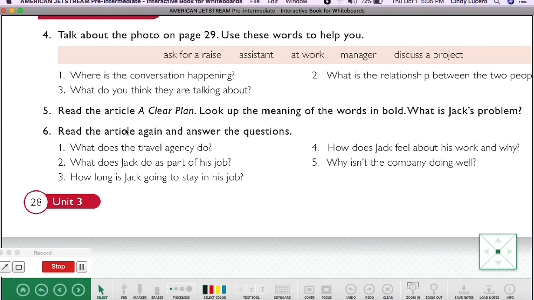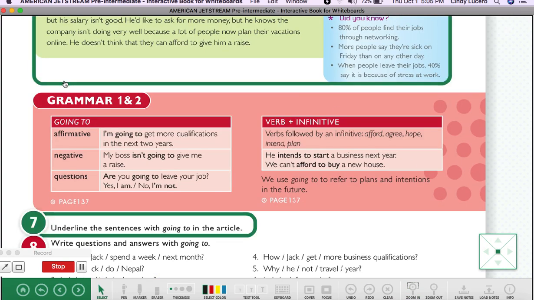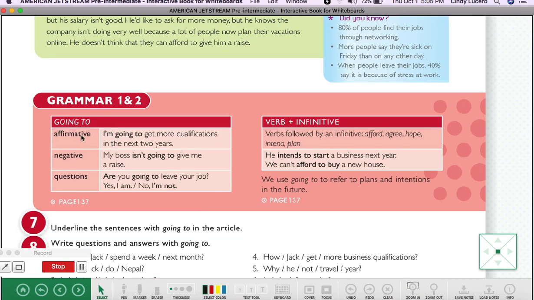Look at this. Read the article and answer the questions. What is the article? This one, okay? Which article? This, a clear plan. So read the article and answer those questions in your notebook, okay? Well, after that, we have the grammar. The grammar is about going to and verb plus infinitive.